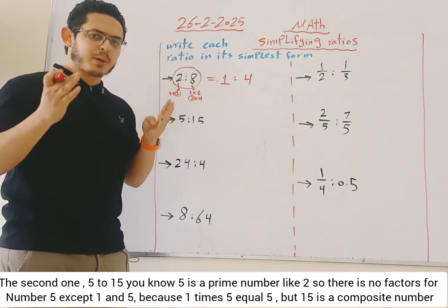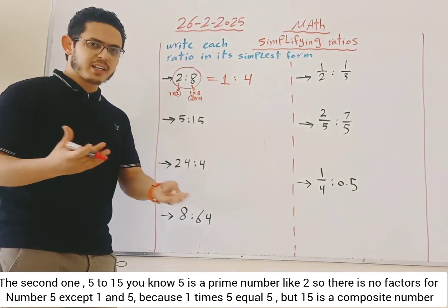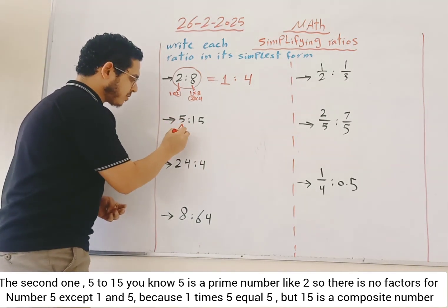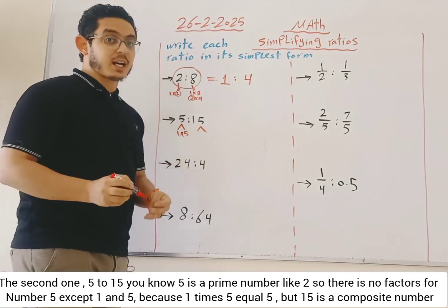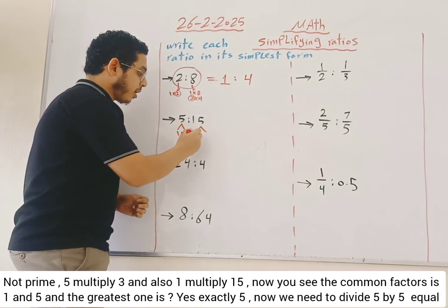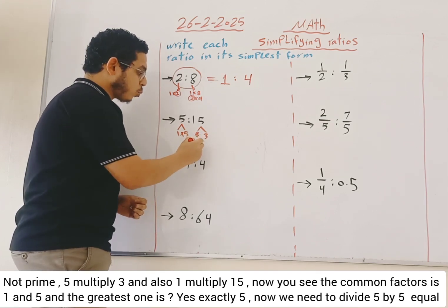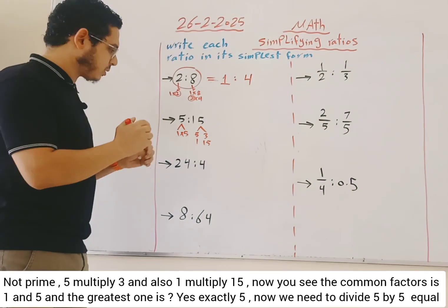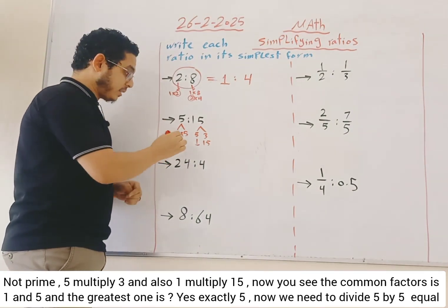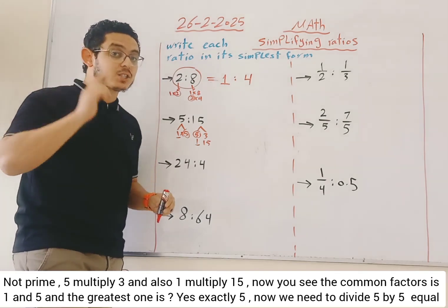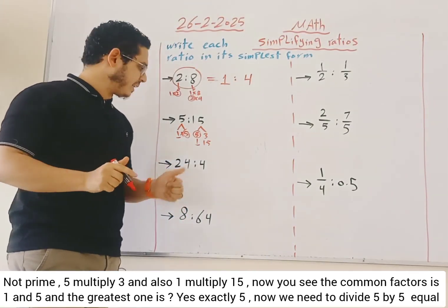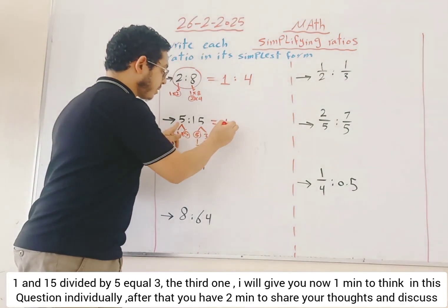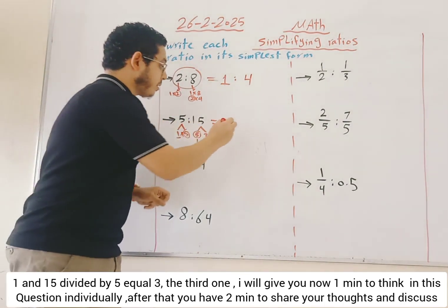You know 5 is a prime number like 2, so there are no factors for the number 5 except 1 and 5, because 1 times 5 equals 5. But 15 is a composite number, not prime. 5 multiplied by 3 and also 1 multiplied by 15. Now you see the common factors are 1 and 5. And the greatest one is, yes, exactly, 5. Now we need to divide: 5 divided by 5 equals 1 and 15 divided by 5 equals 3.